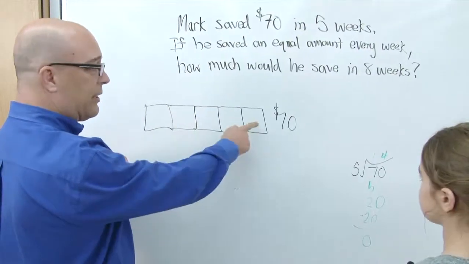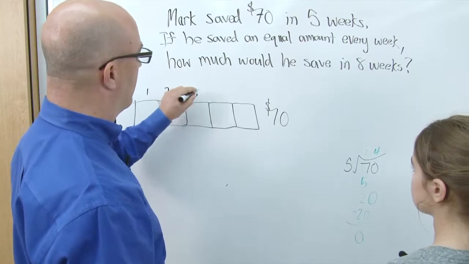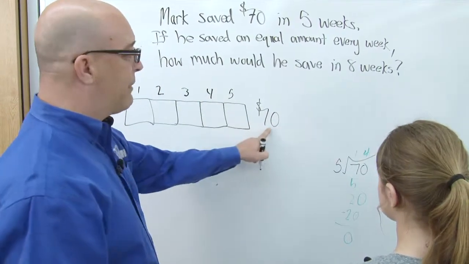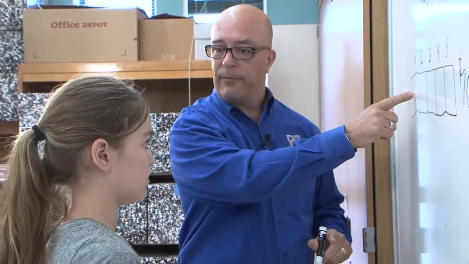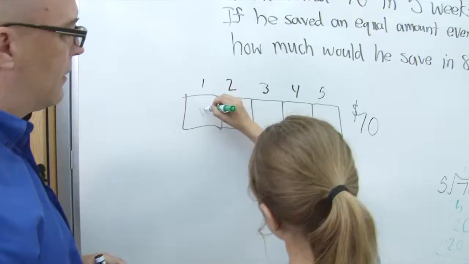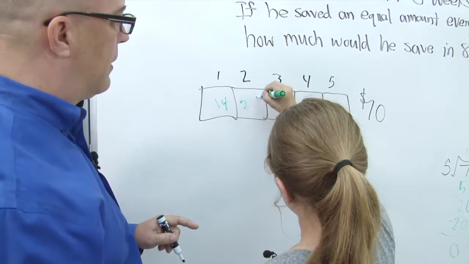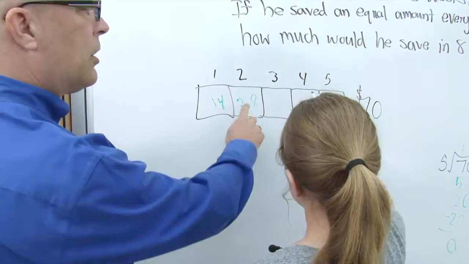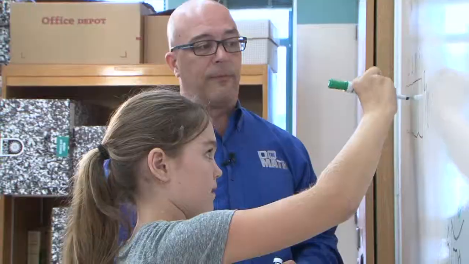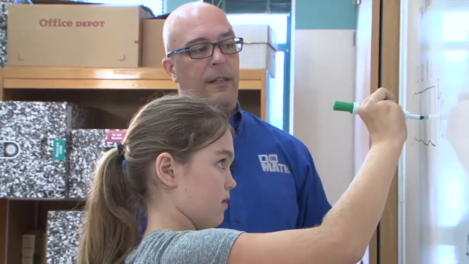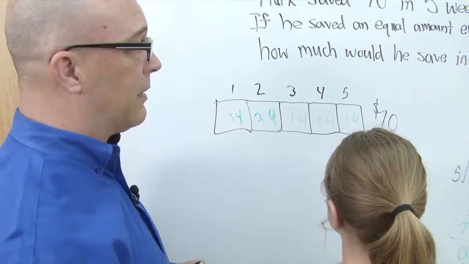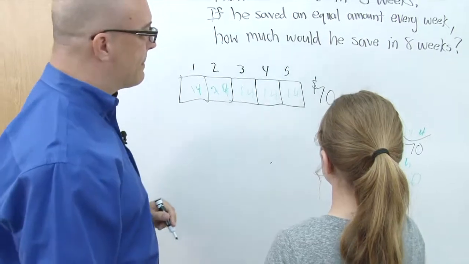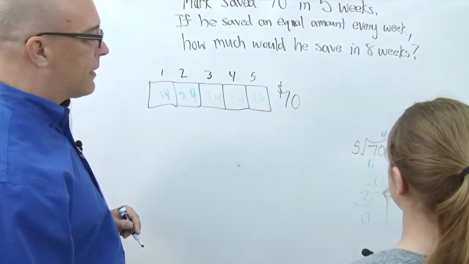We have our 5 weeks, right? And we know he had $70 at the end of 5 weeks. So in each week, how much will we have? So in the first week, he has 14, then 28. Well, what you can do is you can just make each one of them 14 if you want. All right, so we know that every week he's averaging $14 a week. And the question we want to find out again is? How much he saved in 8 weeks.